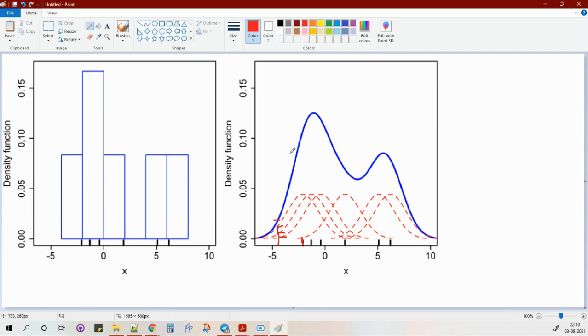So again, if I take the example at this point, x equal to some value here, I don't have a data point here, right? I'm using the kernels to estimate it. So I will take this height plus this height plus this height. I will get some answer, right? So this is the PDF of it.